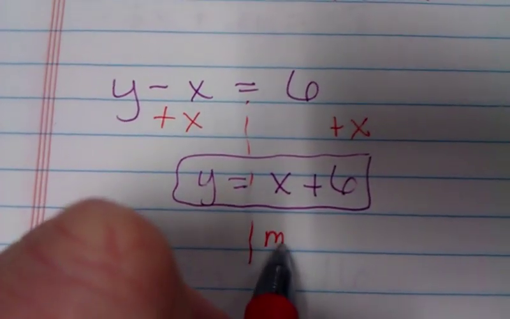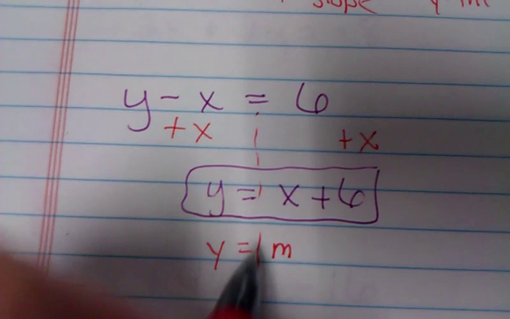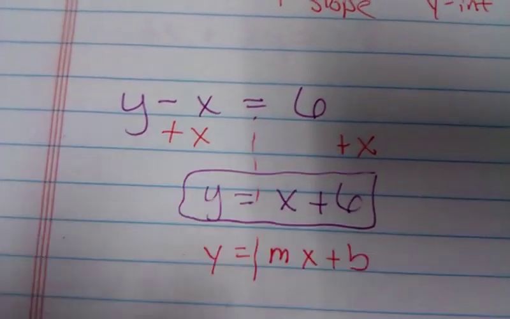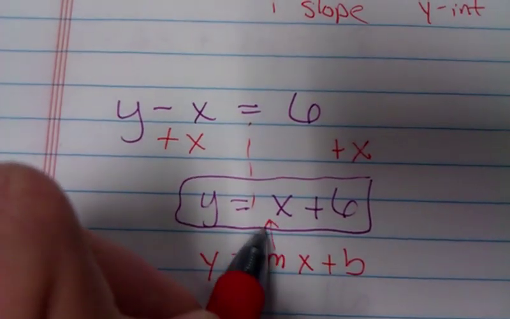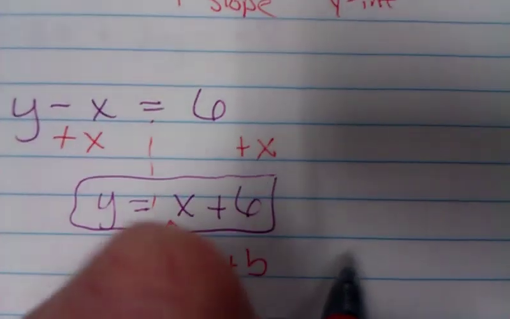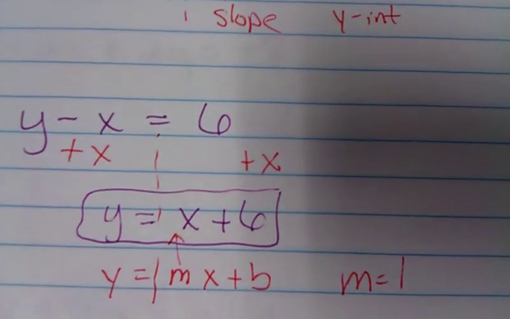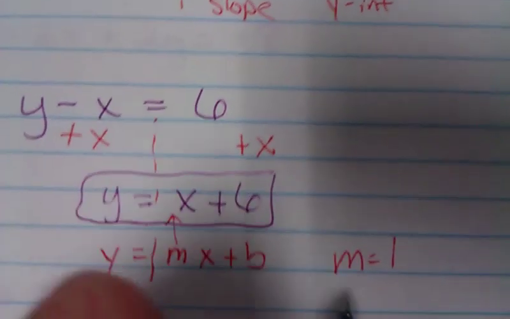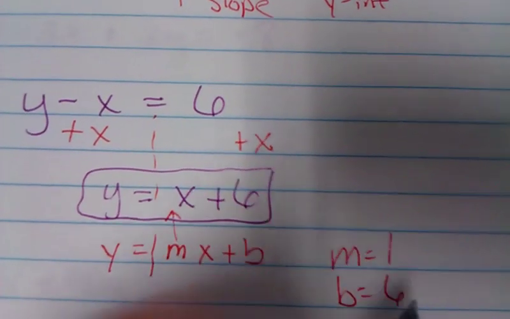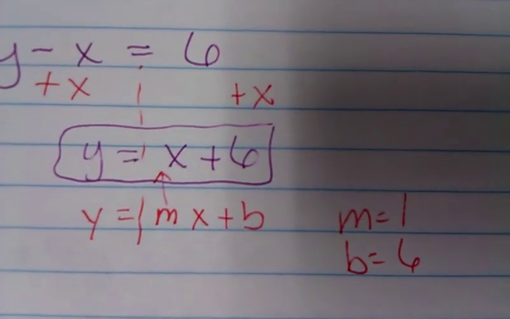The slope is represented by m. Y equals mx plus b. M is the number in front of x. M is 1 if there's not a number there because that means 1x. B is 6 or 0,6 for the y-intercept.